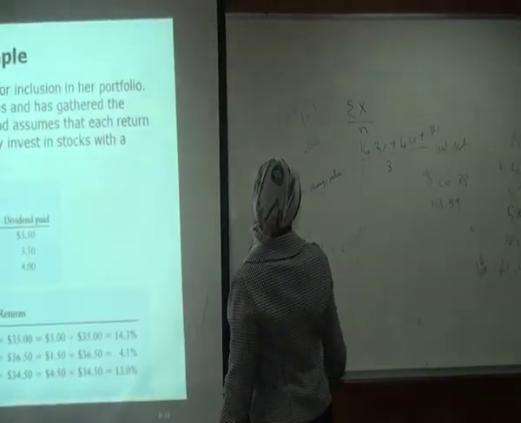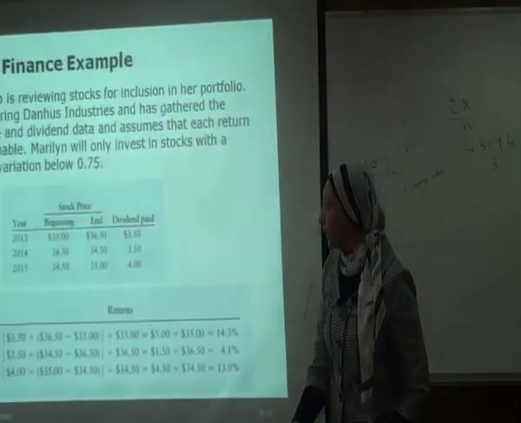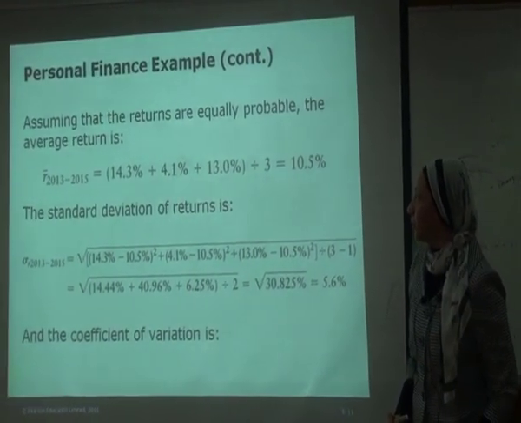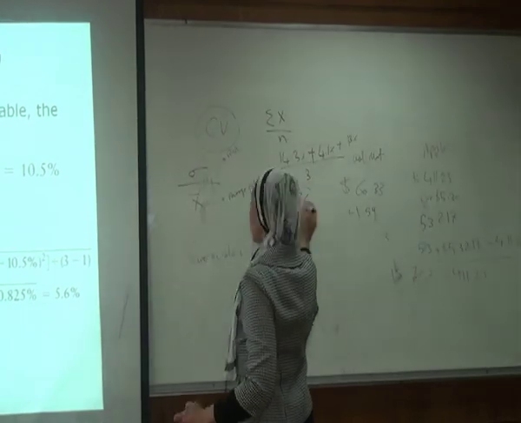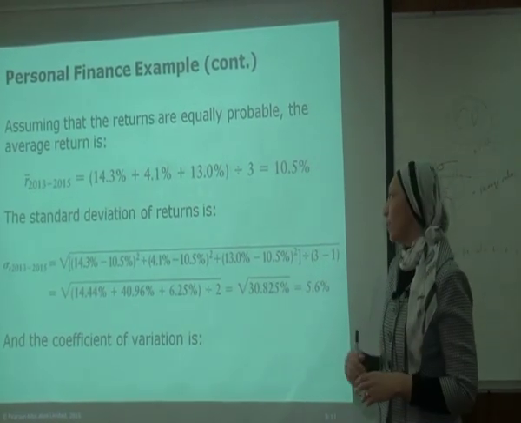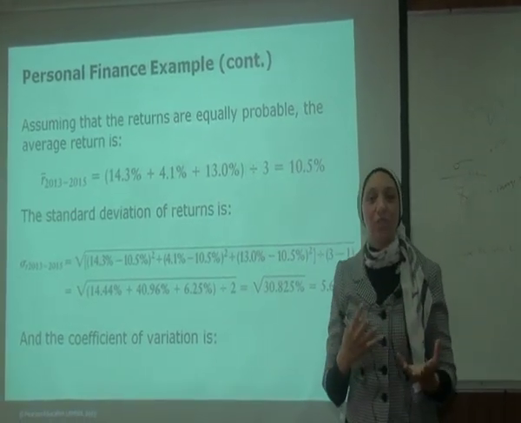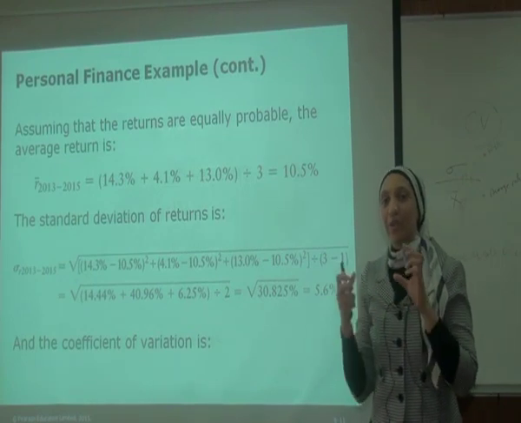Okay, so this is how to calculate the average return, which is 10.5%. So when someone asks you about this stock and about the return of this stock, you will tell him that the stock on average achieves 10.5% return. Okay. What about the risk?